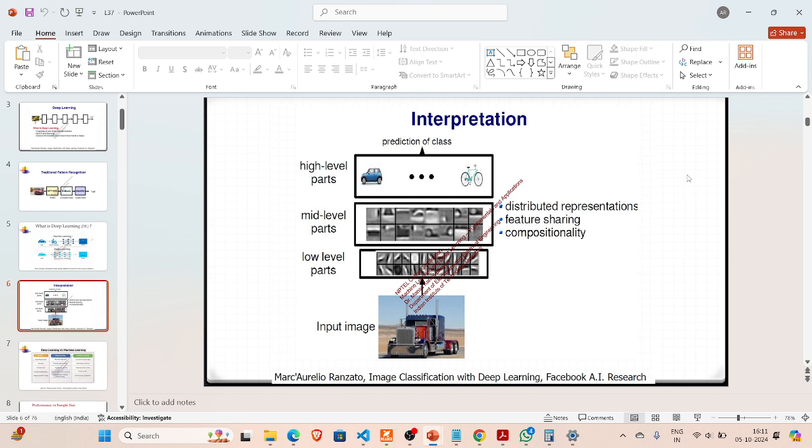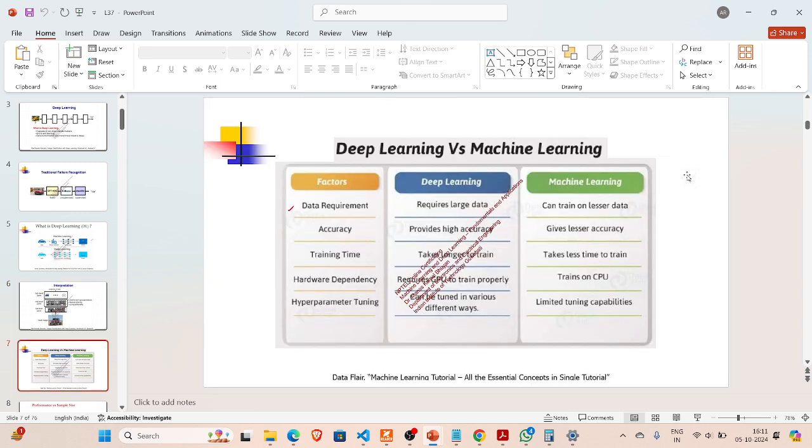So next, the input image that is given, first it is able to learn lower level features, and then at the subsequent layers it is able to learn higher level features. Eventually it learns which object it is. So this is how it is done.